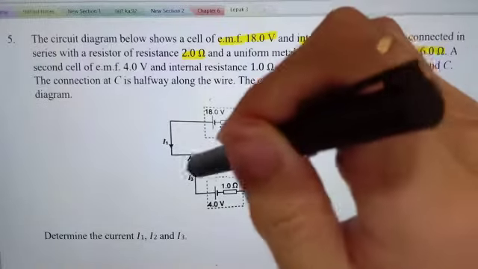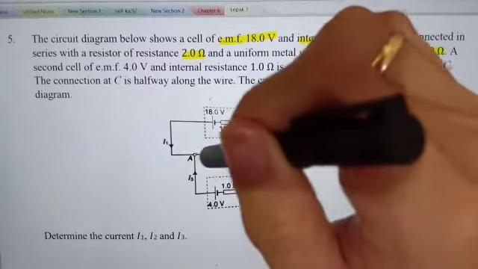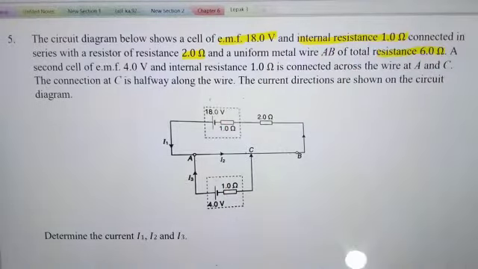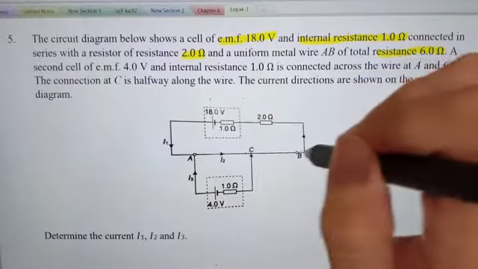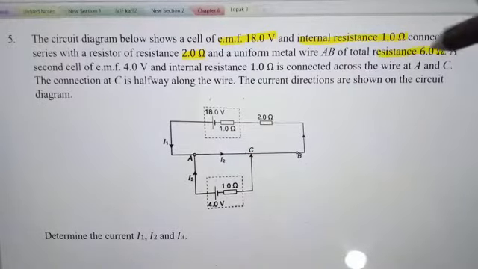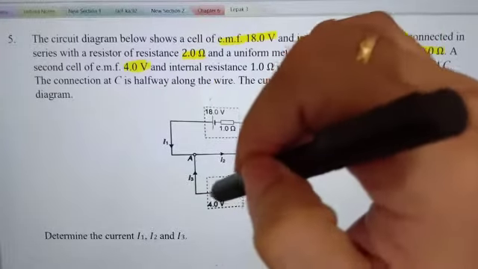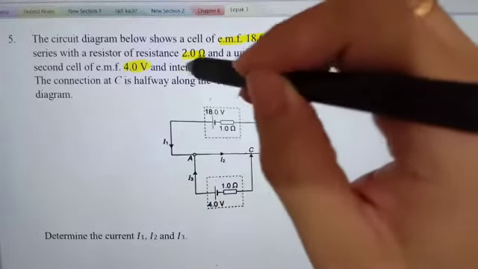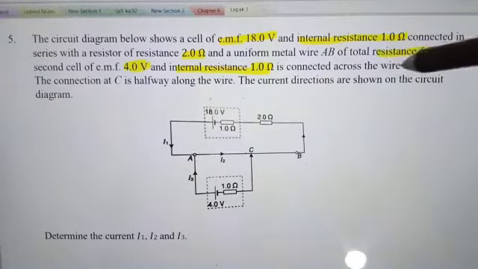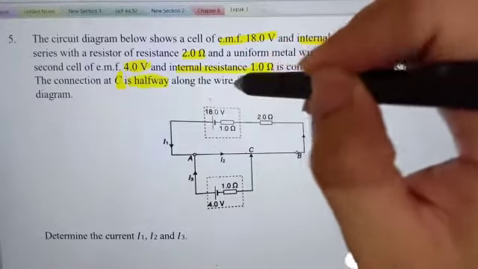So AB is a resistance wire. It's not a normal wire, but a wire with resistance. This whole thing has resistance 6 ohm. A second cell of EMF 4 volt and internal resistance 1 ohm is connected across the wire at A and C, and C is halfway along the wire.